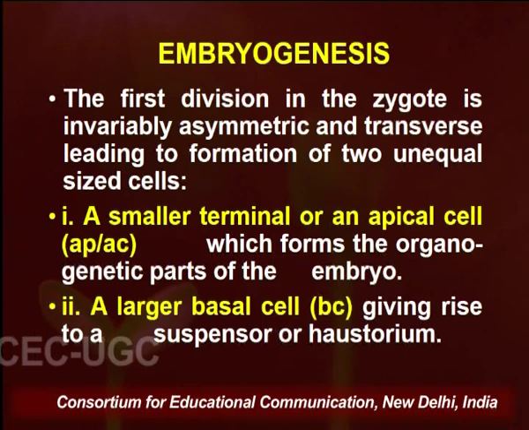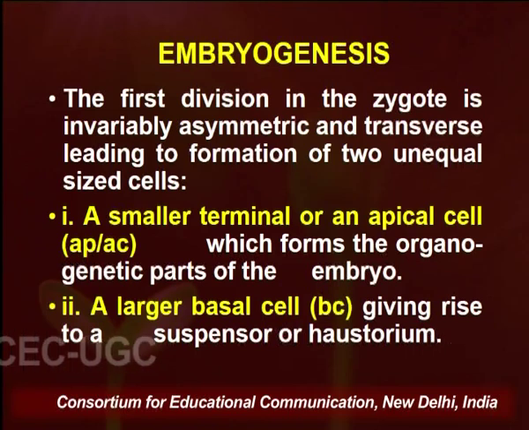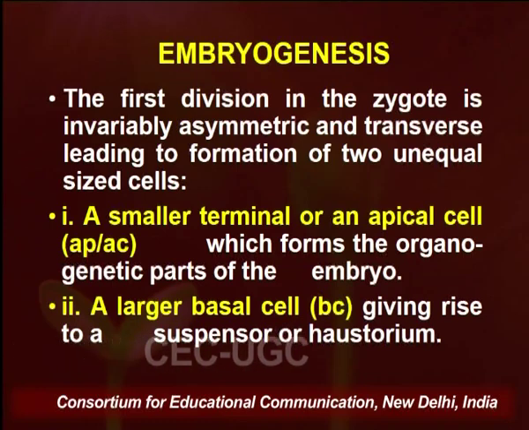There is one cell which is smaller, and this is the apical cell. The apical, or the smaller terminal cell, gives rise to the organogenetic parts of the embryo. That means it will give rise to the epicotyl, the shoot apical meristem and all. The larger basal cell gives rise to a suspensor or a haustorium.